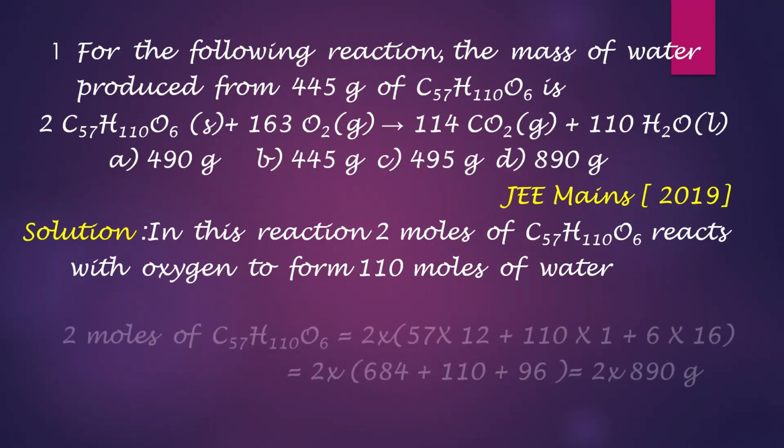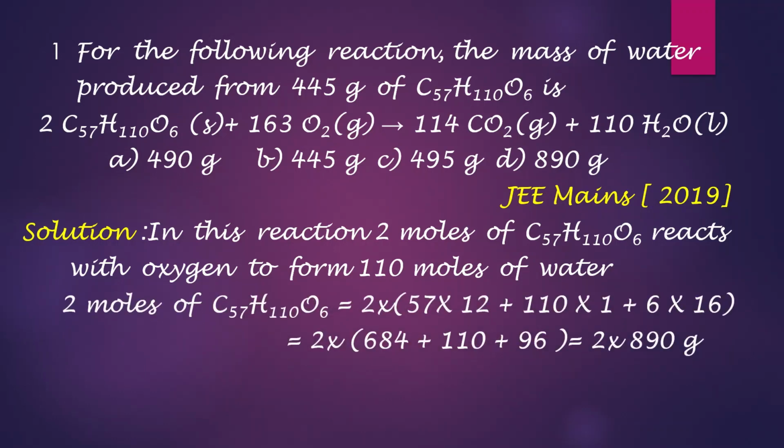Okay, so 2 moles of C57H110O6 equal to 2 into bracket 57 into 12 plus 110 into 1 plus 6 into 16, that is equal to 2 into bracket 684 plus 110 plus 96, that is equal to 2 into 890 gram. Okay, now 890 gram is nothing but the molar mass of the C57H110O6.